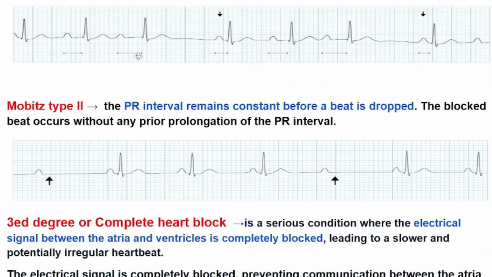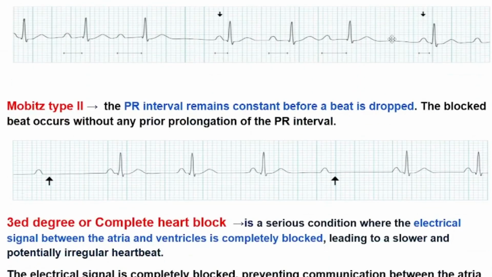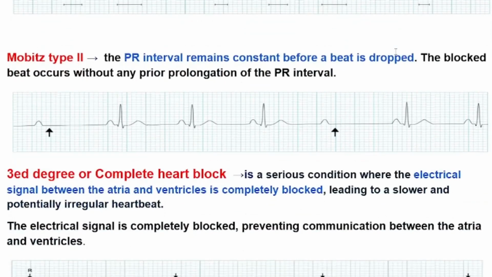As we can see in this ECG, we have here the progressive prolongation of PR interval until we have a beat drop here. Here PR interval is prolonged, and here the prolongation is increased, and here we have a dropped beat, and this is the characteristic for Mobitz type 1.